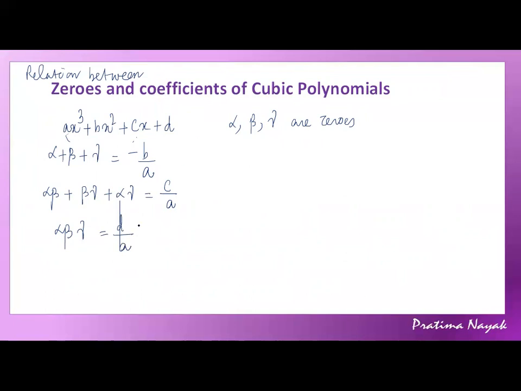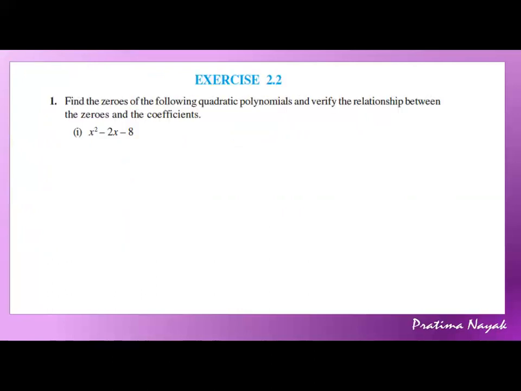Now how would the question be? The question would be just verify this. A polynomial will be given to you, cubic polynomial, zeros will be given, and we have to verify whether this is correct or not, or this is applicable or not. So next I'm going to question. Question number 1, exercise 2.2: find the zeros of the following quadratic polynomial and verify the relationship between the zeros and the coefficients.